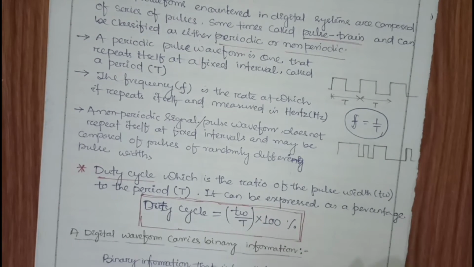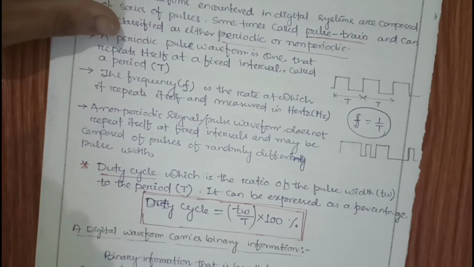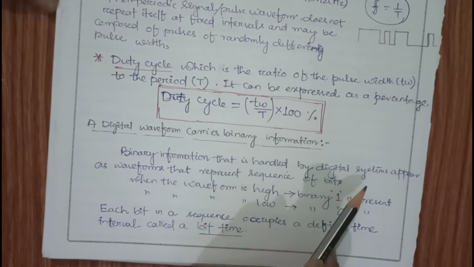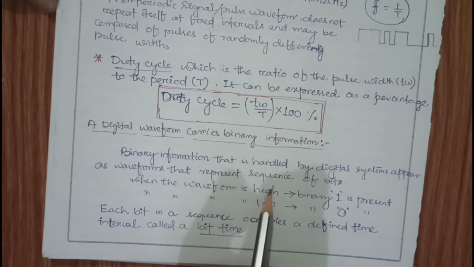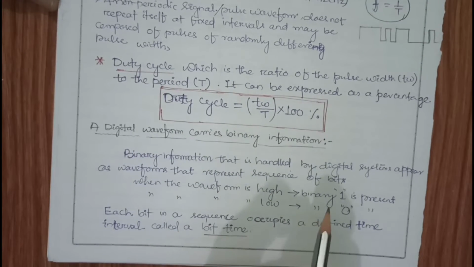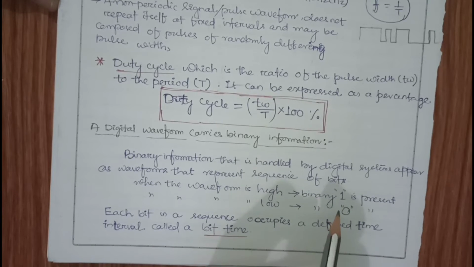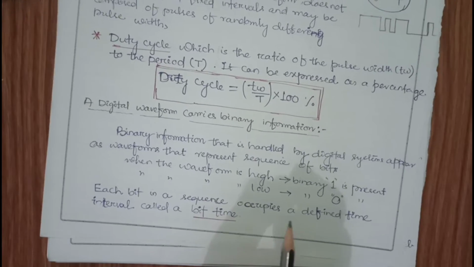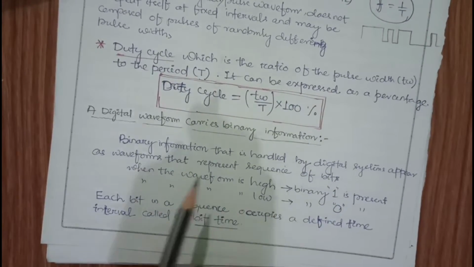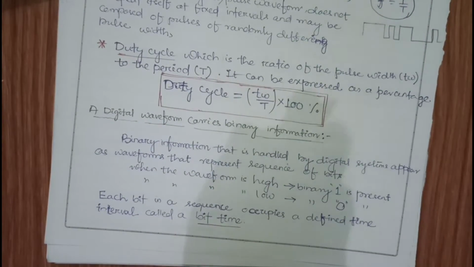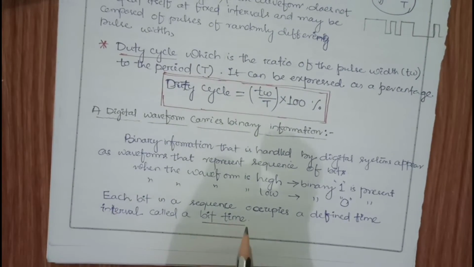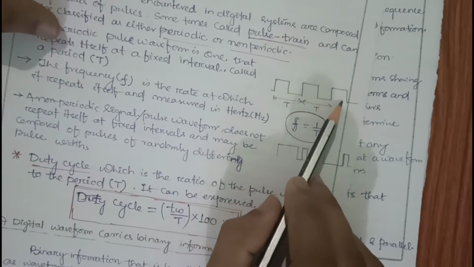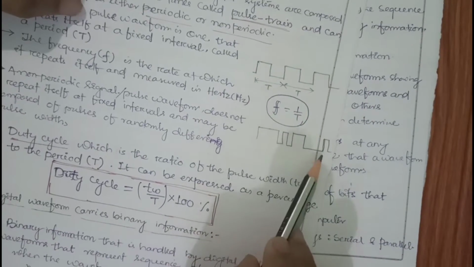Now we will see how a digital signal carries binary information. The binary information handled by a digital system appears as a waveform that represents a sequence of bits. It means that in a digital waveform the binary numbers 1 and 0, called bits, are represented as high or low. To represent high and low signals, it needs continuous pulses, which are called a pulse train. You can see it here, it is a pulse train. This one is also a pulse train.